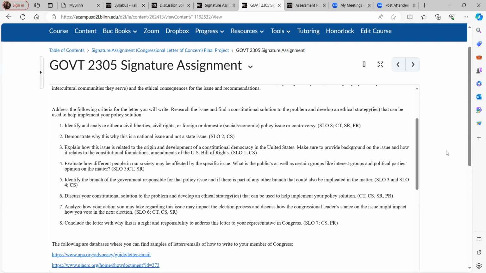Okay, now number 3: explain how this issue is related to the origin and development of constitutional democracy in the United States. Make sure to provide background on the issue and how it relates to the constitutional foundations and the establishment of the U.S. Bill of Rights. Now, do keep in mind that some of these are going to be a little bit redundant, like 2 and 3. You could take a little bit of 2 and 3 and make them into one long discussion point here, because as I mentioned, we already answered this a little bit, right?